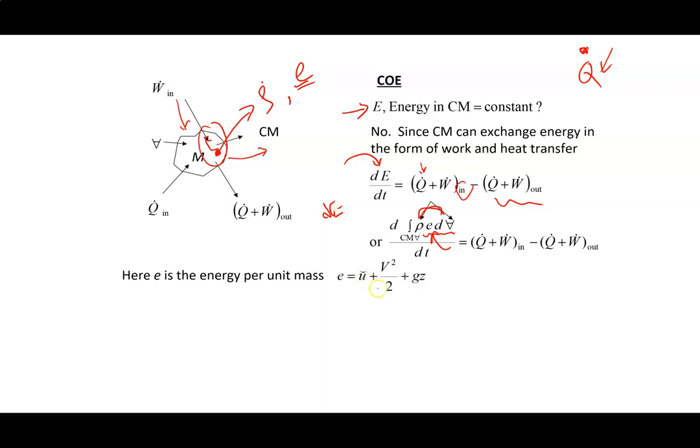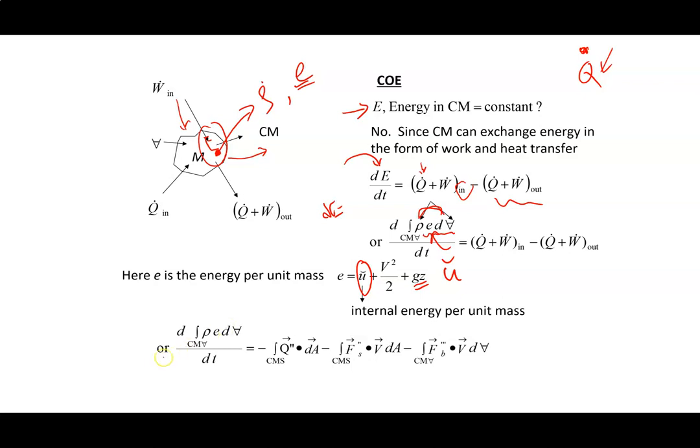So e is the energy per unit mass. And e typically has several components, and for the applications in our course here, e has internal energy, which is represented by this symbol u with the tilde on top. Internal energy, again per unit mass. V squared over 2 is kinetic energy per unit mass, and g z is simply potential energy per unit mass.